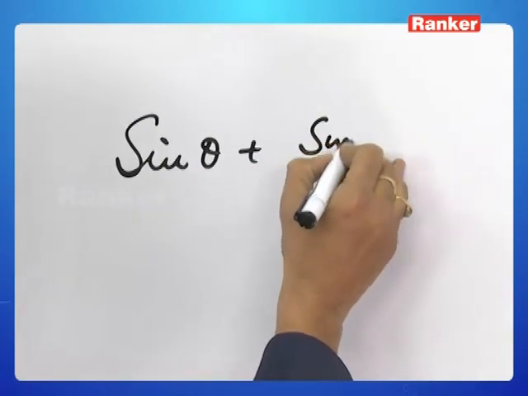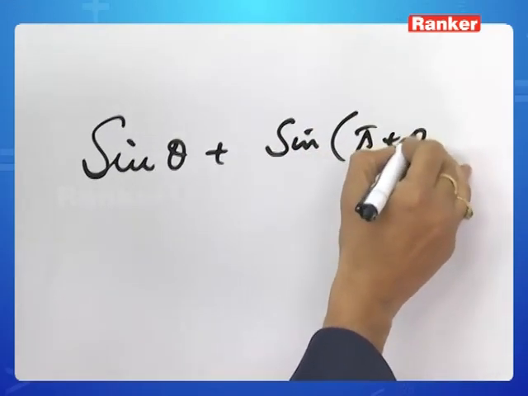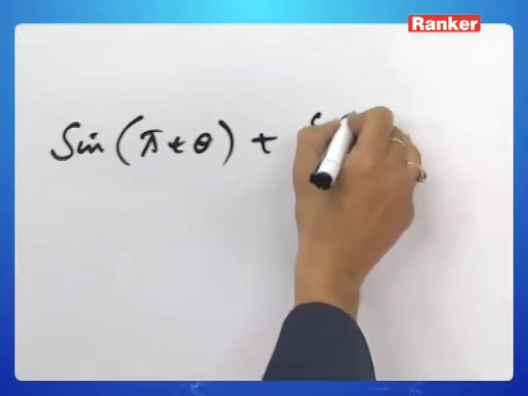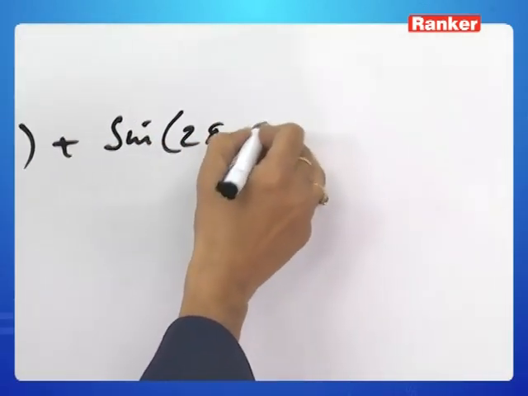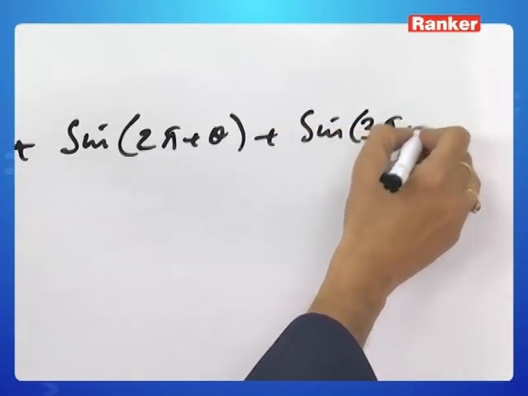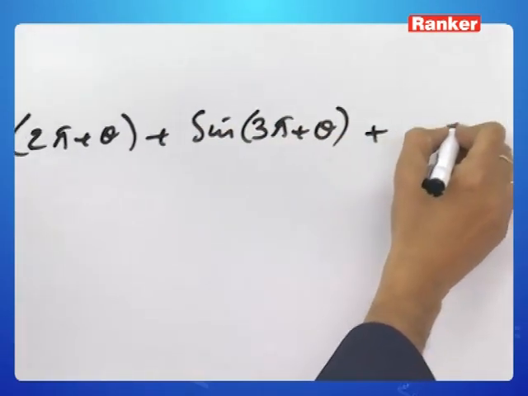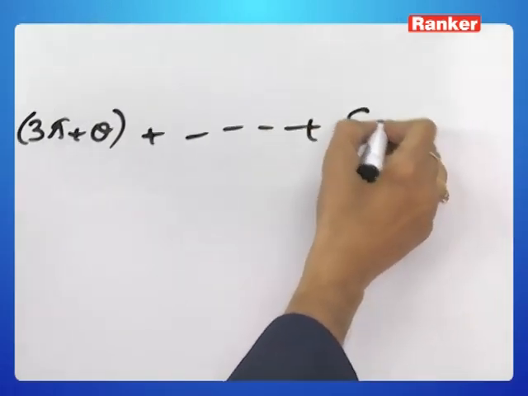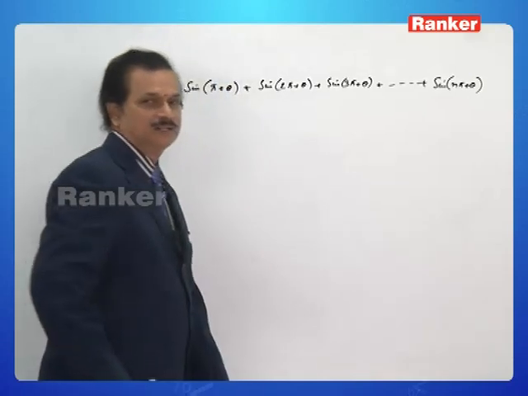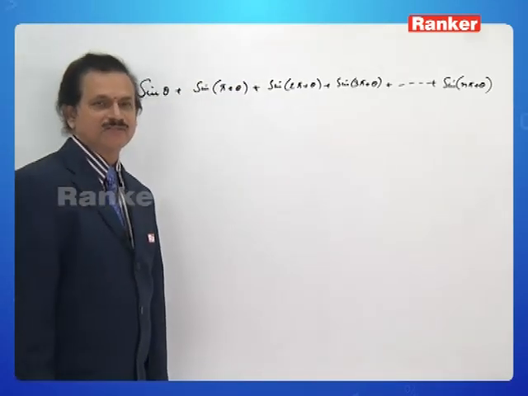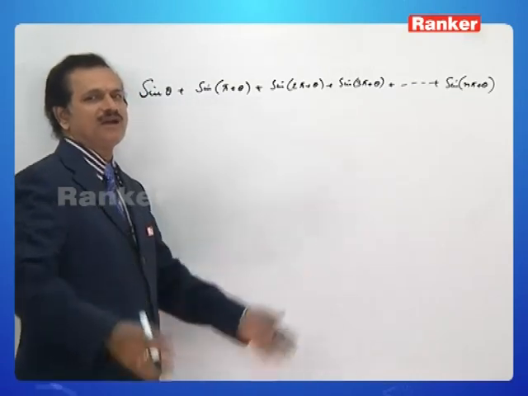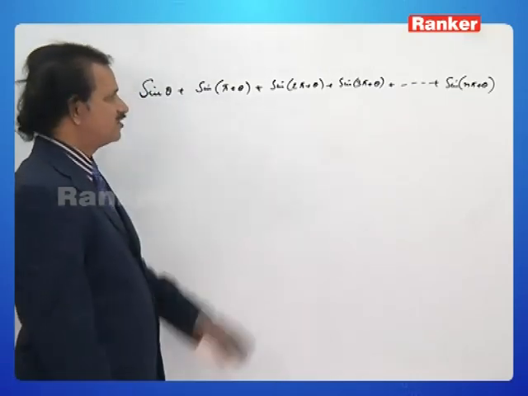What is sin theta plus sin pi plus theta? Sin theta plus sin pi plus theta plus sin 2 pi plus theta plus sin 3 pi plus theta plus etc., sin n pi plus theta. What is the value of this? That is the next question. Actually, I would like to introduce you a standard result as a formula. It is one of the standard results.